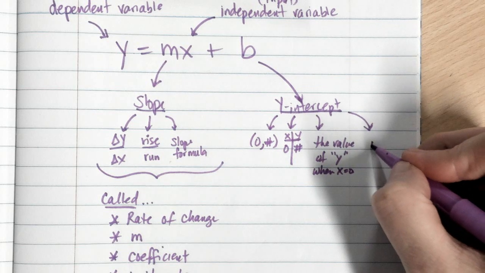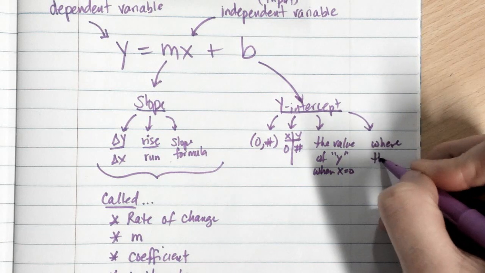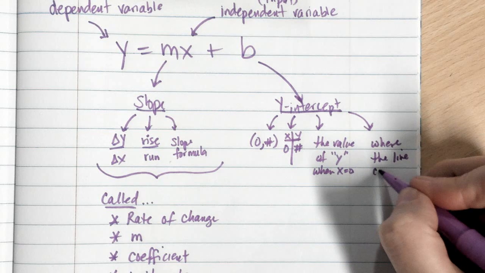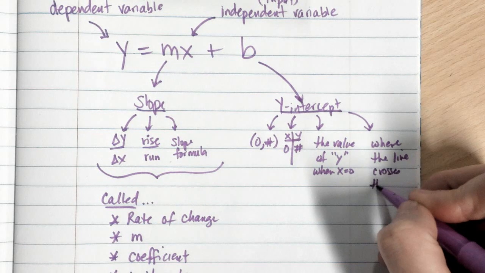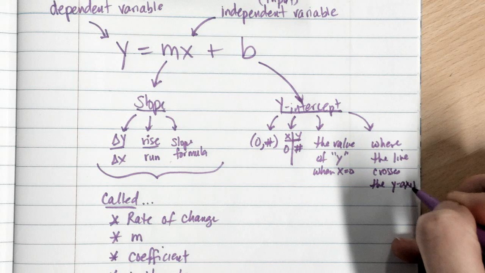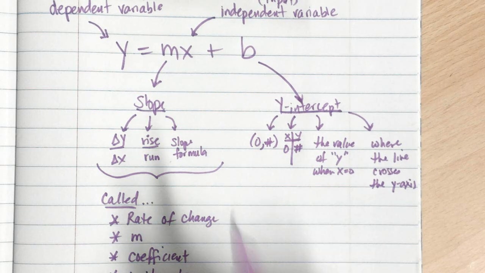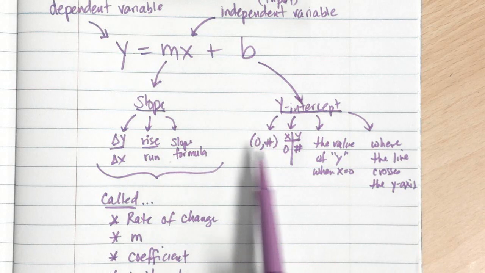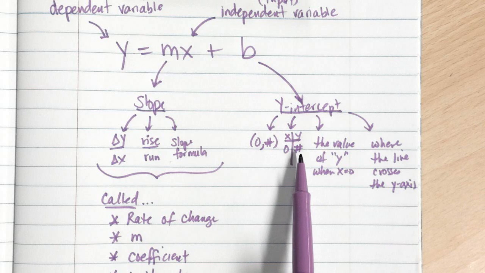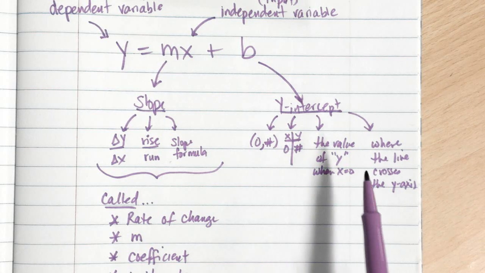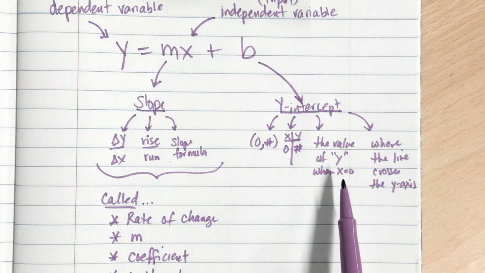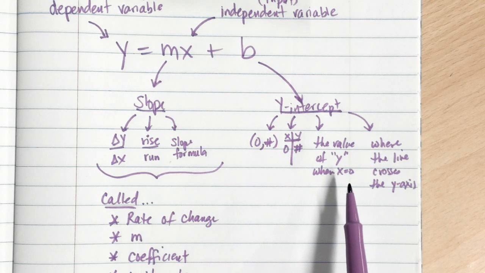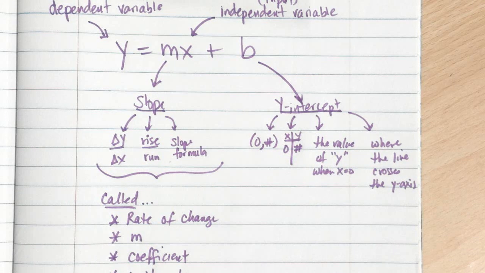On a graph, it's where the line crosses the y-axis. Okay, so these are all the different ways that we find the y-intercept. We find it from looking at an ordered pair. We see 0, comma, a number. In a table, we would see 0 for x and a number for y. It's whatever the value is of y when x equals 0. So if they give me an equation and I need to find the y-intercept, I plug in a 0 for x. Whatever I get for y, that's my y-intercept. And it's where the line crosses the y-axis.